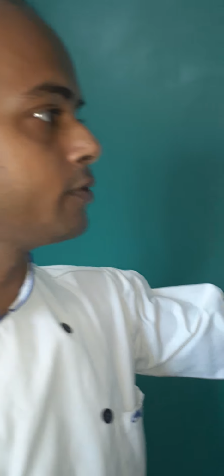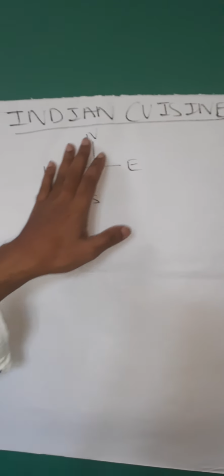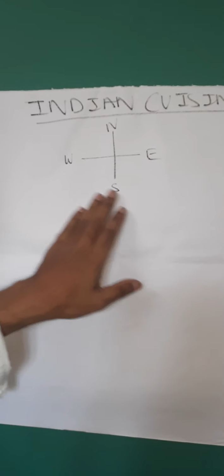So before we start about Indian cuisine, we need to understand what are the influences which have impacted the food habits of India, what are the internal factors and what are the external factors. So India, as you can broadly see, if we divide it over here, we have four parts or four regions, which is the north, the east, the south, and the west.